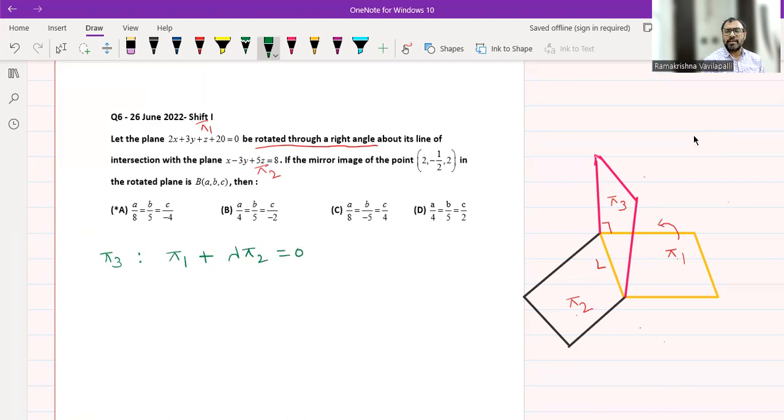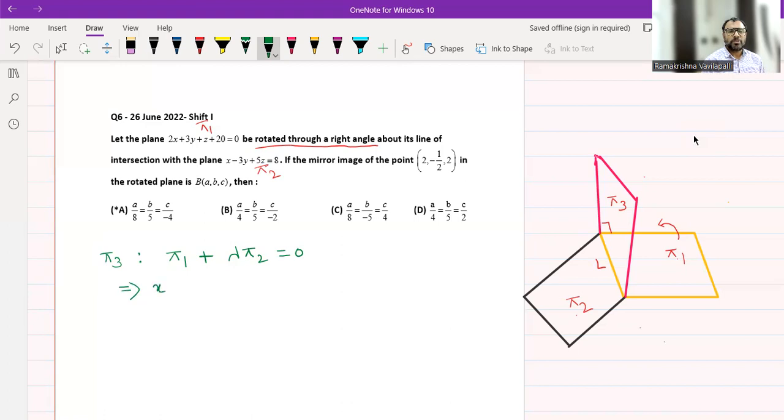Pi 1 is rotated through an angle of 90 degrees about the line of intersection of pi 1 and pi 2. Like you can say, you take 2 pages in a book and you rotate one page which is perpendicular to that plane. So this implies, substituting pi 1 and pi 2 here.